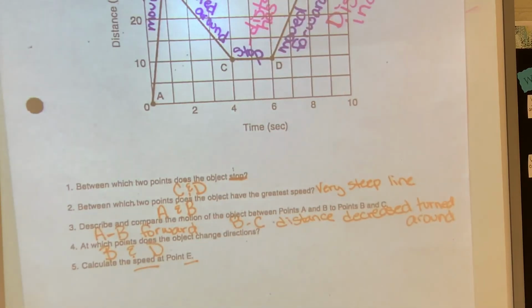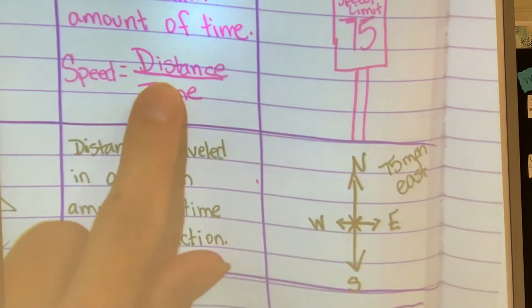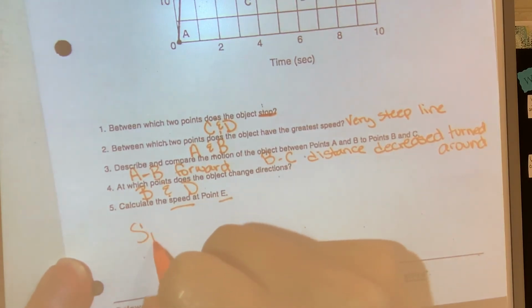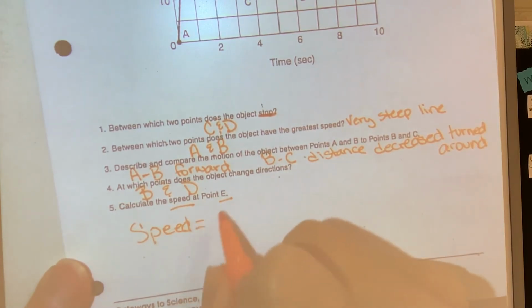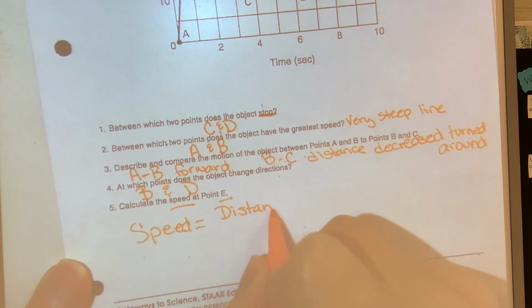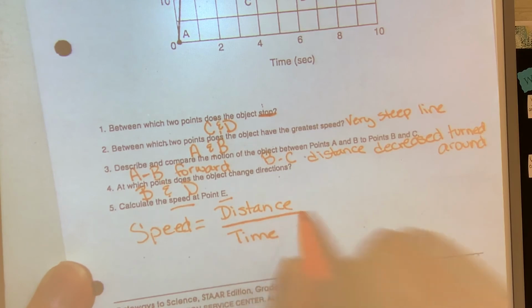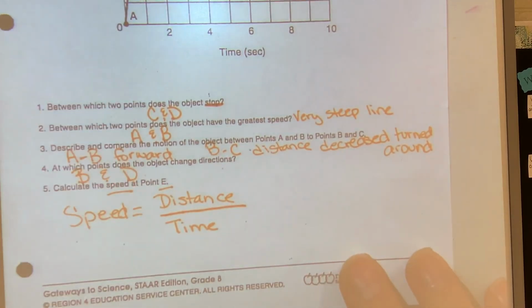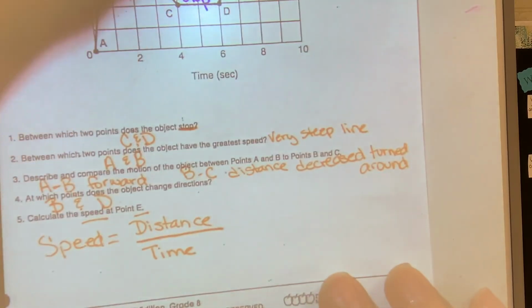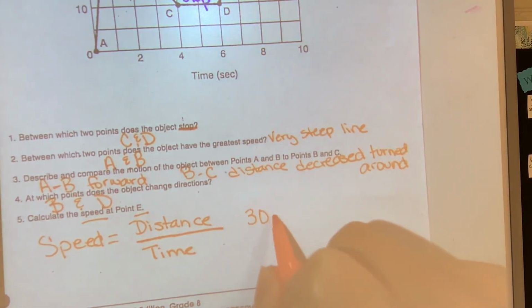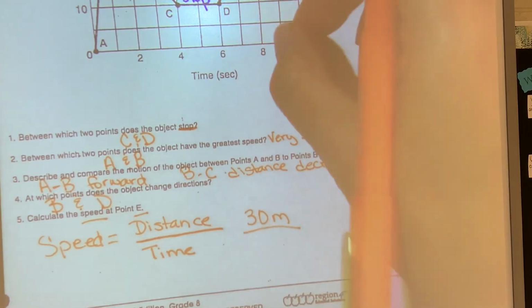And then calculate speed for point E. All right, so I've got to come back here, and I've got to look at my notes. My notes tell me speed equals distance divided by time. I'm going to write that down there. Speed equals distance over time. So let's think this through. Distance over time. What was my distance? All right, I'm looking at E. I'm just coming over here to read it. My distance was 30 meters. My time, it took me 8 seconds.